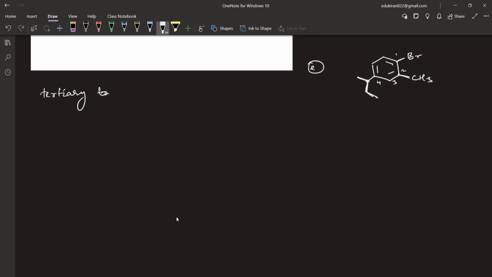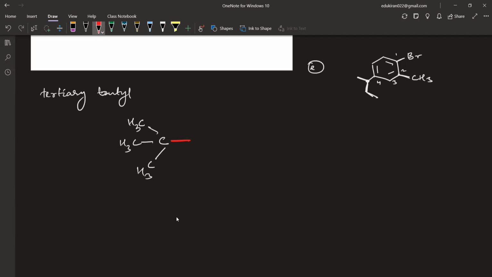Tertiary butyl. In tertiary butyl, we have a carbon which is connected to 3 other carbon atoms. So in total, how many carbon atoms do we have? 4 carbons, right? And the point of attachment will be the carbon which is tertiary, that is attached to 3 other carbon atoms.